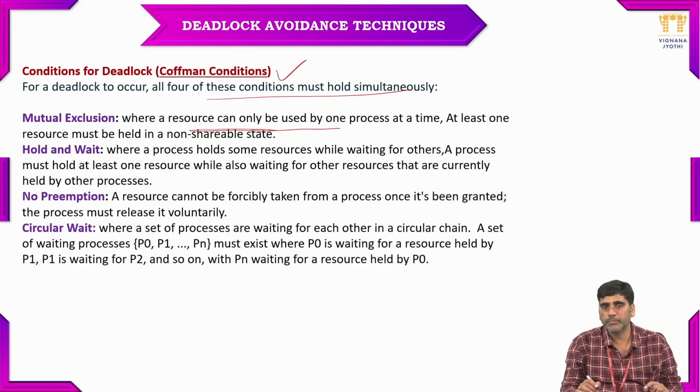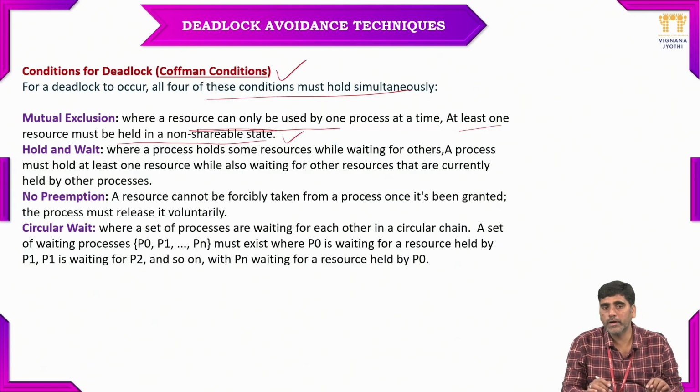It may be in shared mode, but each time only one process is allowed to access that resource. So at least one resource must be held in a non-shareable state. That means even if it is in shared mode, it is not able to be shared by all. At a particular time the resource is utilized by only one process.